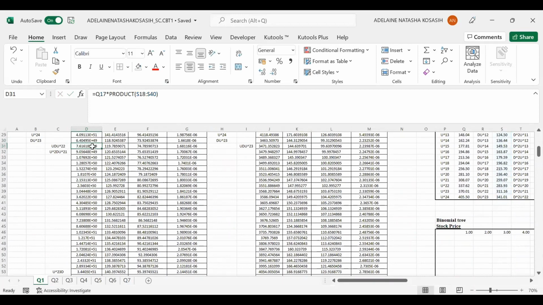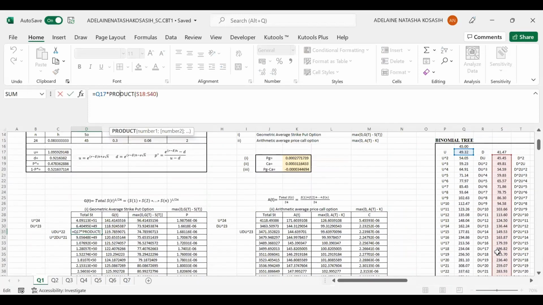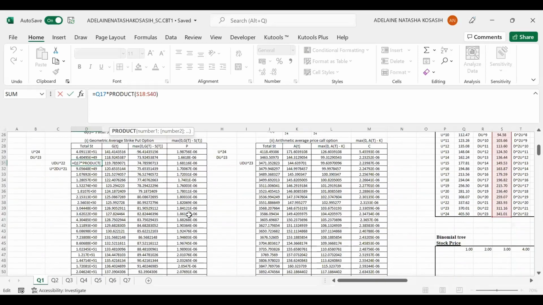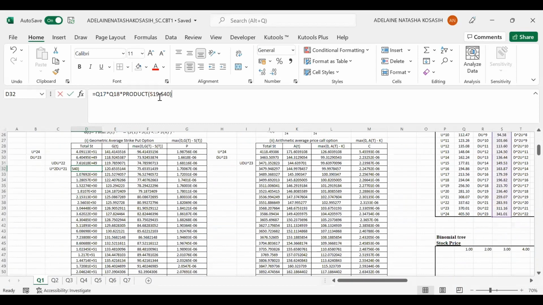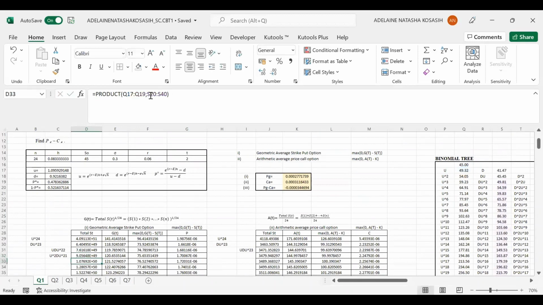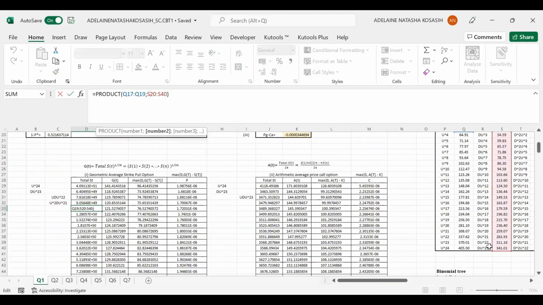But then you can also use this path from 45, which is S0, to u, and then to d, then all straight to here, something like this. You can use different paths in order to get all the way to u to the power of 23 times d.